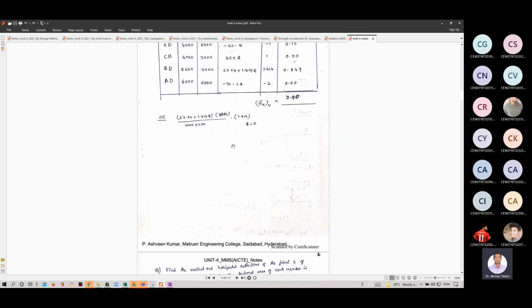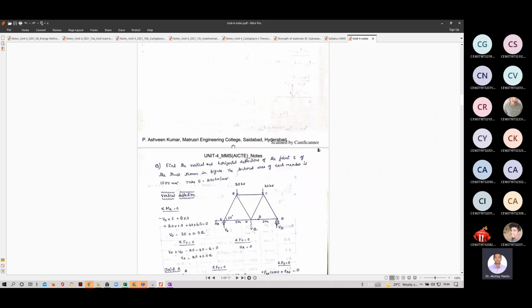Okay, so this is Castigliano's theorem. All right, just breathe for 2 minutes, 2 minutes break. So Castigliano's theorem questions come, that's why I'm emphasizing it more.